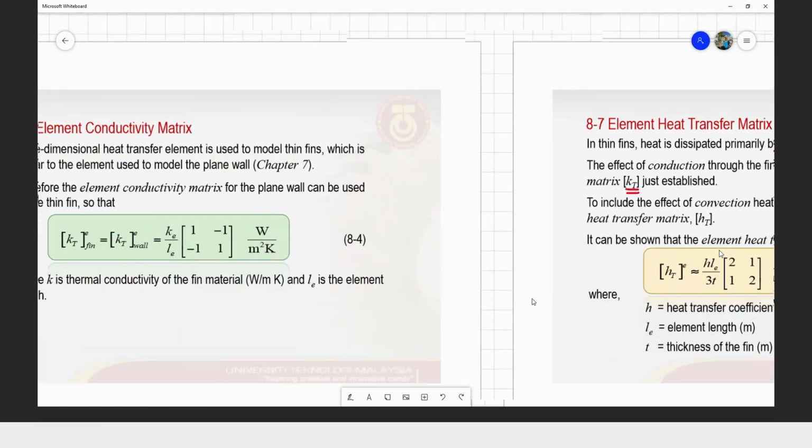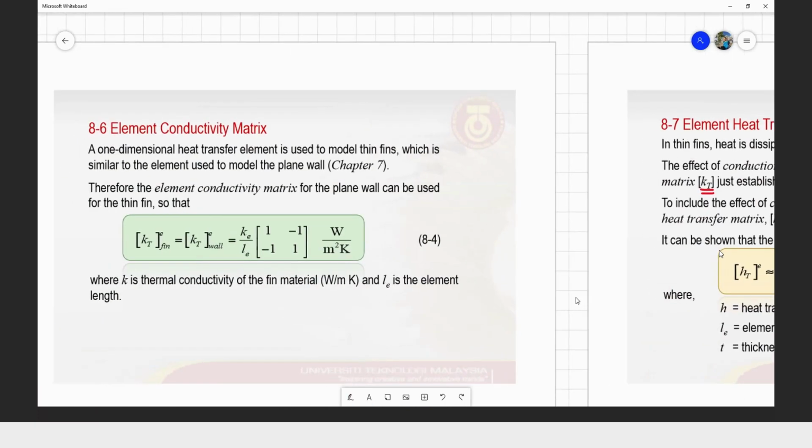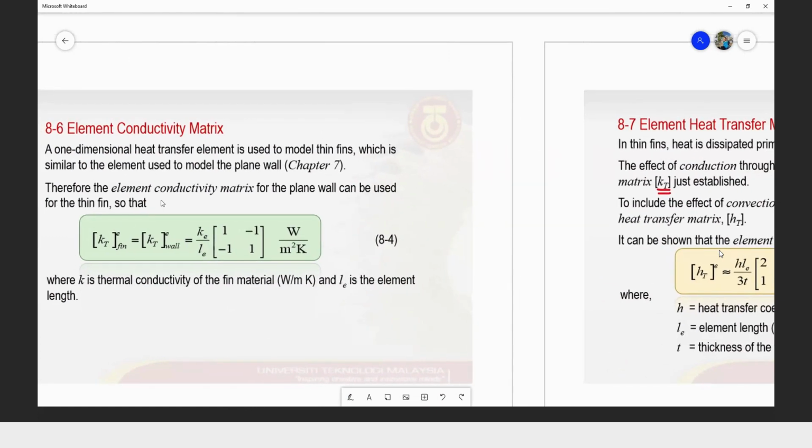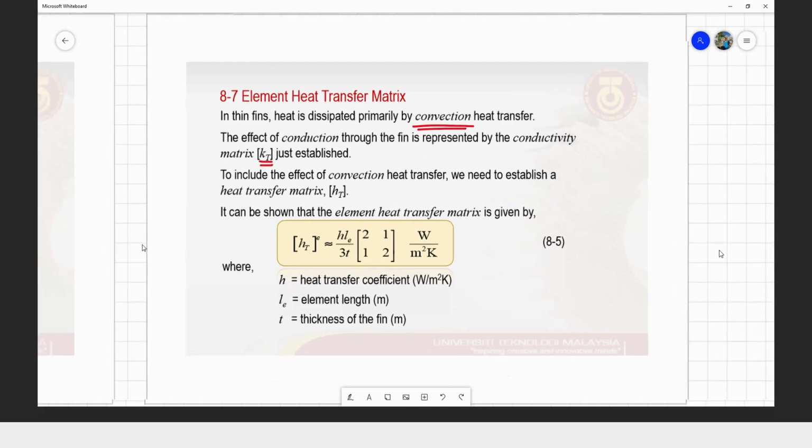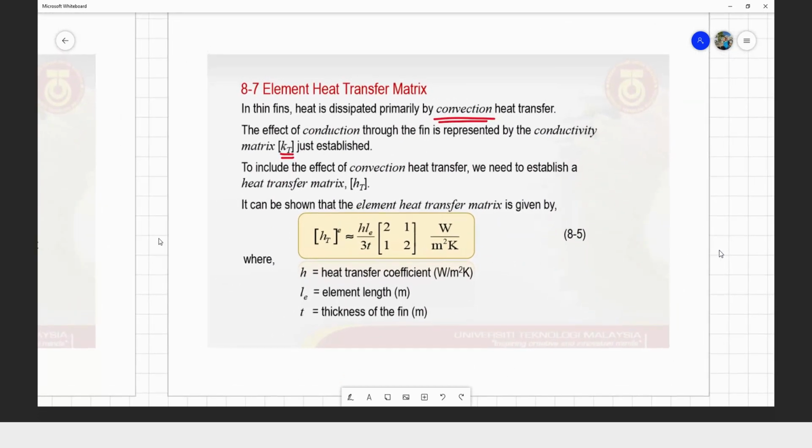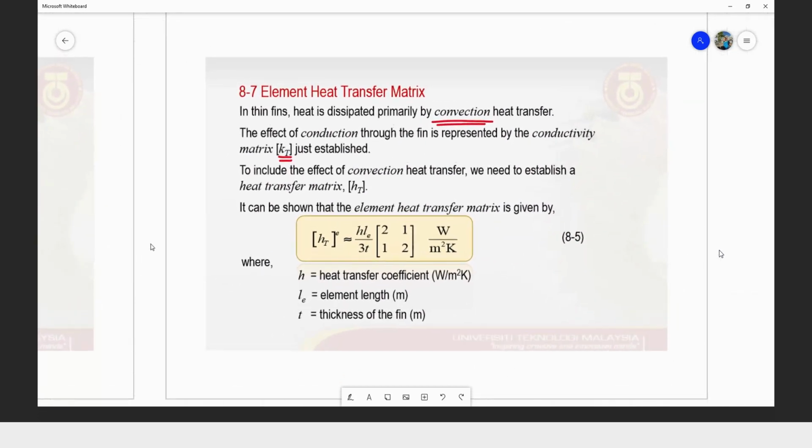so kita dah ada dekat sini. Information dia ada dekat sini. Which is the information of the conductivity coefficient from each material is included in this conductivity matrix. But the effects from the convections is included in this heat transfer matrix.